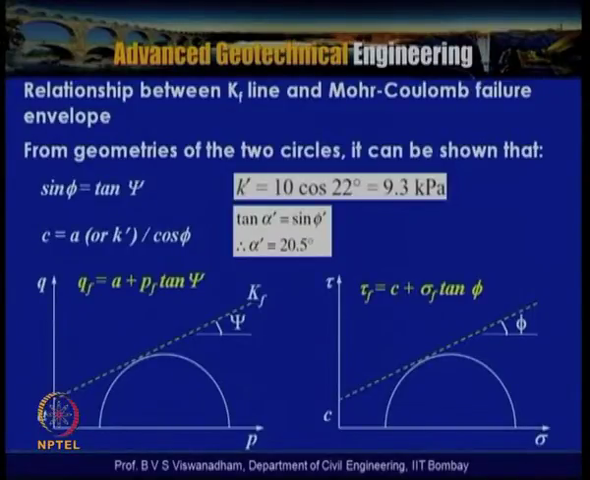So we know that we have a relationship between the Kf line and the Mohr Coulomb failure envelope. When we have the q and p, and when we have the tau and sigma, when we compare from the geometry of the two circles, we have derived that sin phi dash is equal to tan psi is equal to tan alpha dash, and where c is equal to a or k dash by cos phi dash.